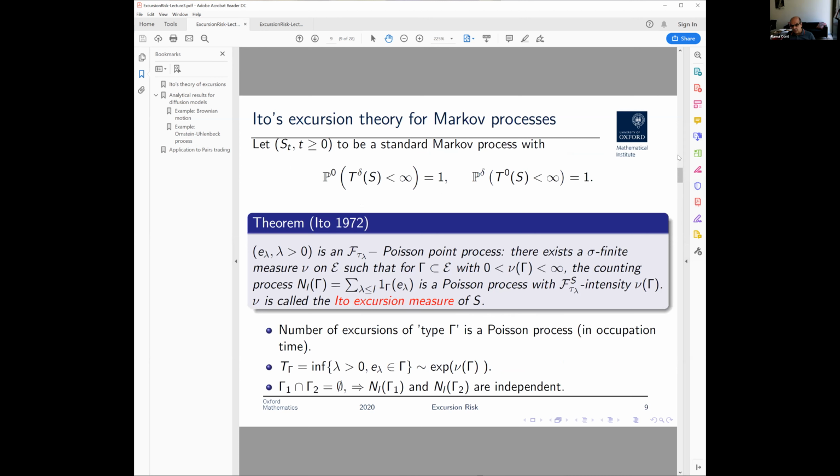So it's not the justification; it's the property. It's a consequence of the Poisson property. So this is related to the fact that the excursions are independent because of the Markov property, and the durations of the excursions are not exponential. This is in occupation time. So they are exponential in this time change, which is the occupation time.